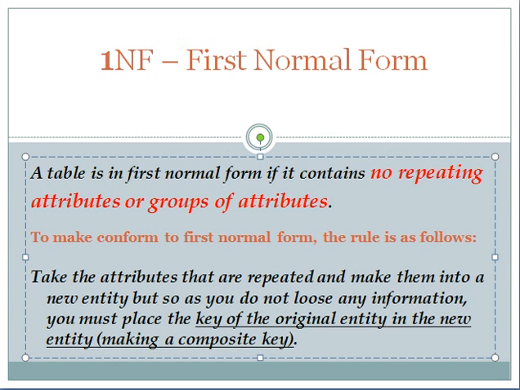So how do you do it? To conform to the first normal form rule, it's this. You take the entities that are repeated, you make them into a new separate entity or table. But so that you don't lose any information, you must place the key of the original entity into the new entity, making a composite key. Now you're probably wondering, why do we take the key and put it into this new one? Well, these tables have to be related. And every time we do first normal form, you will create this thing known as a composite key. It's very important that you understand that. Every time after doing first normal form, what you should see in any exam questions is a composite key.